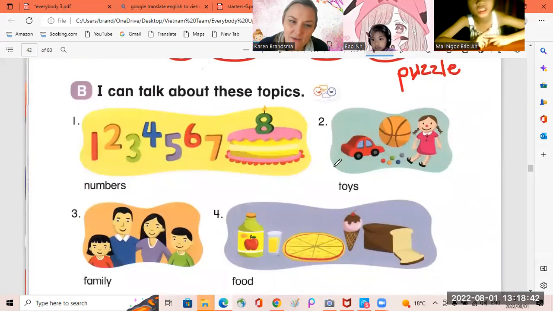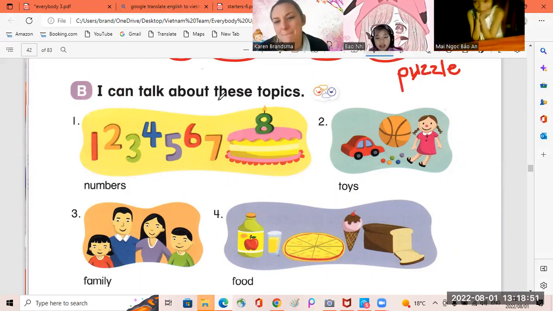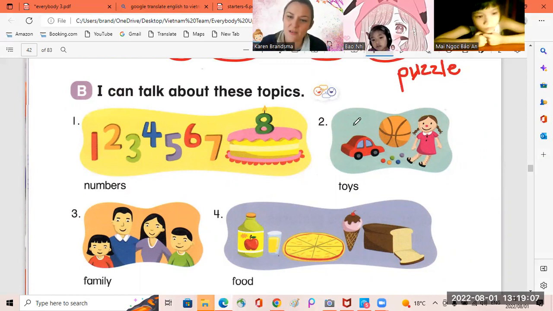Eleven. Yes. Okay, now we're going to talk. Ni, how old are you? I'm 7 years old. Okay, and Anne, how old are you? I'm 7 years old. Okay, very good. And let's see. Ni, what toys do you like? I like dolls. And Anne, what toys do you like to play with? I like dolls. Okay, good.